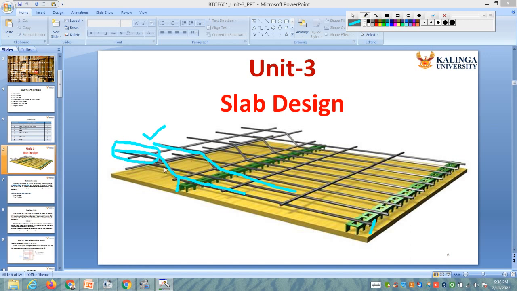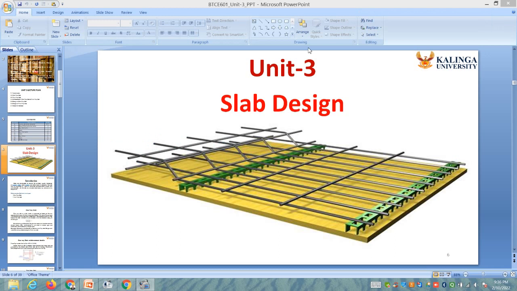And this bar is totally straight bar. So this is a setup of reinforcement with alternate bent up bars. One bar is straight, another one is bent up. One bar is straight, one bar is bent up, like this. So in this way we provide reinforcements in slabs.